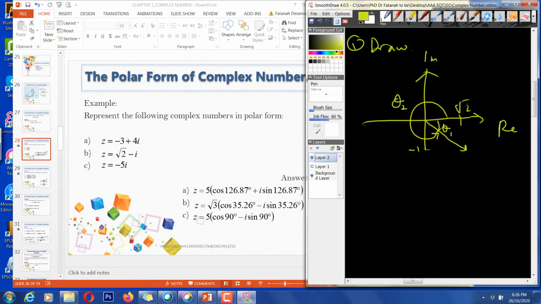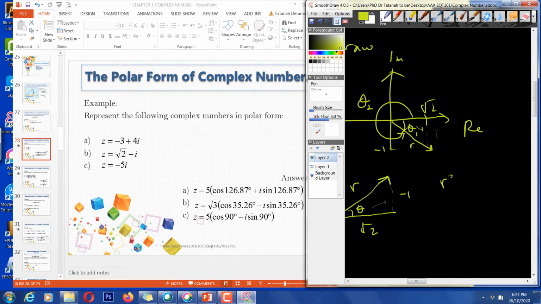So to get the polar form, we need theta 2. First of all, we need to find R and theta 1. But how do we make this problem easier to solve? We transform it into the same format. This is theta, so the opposite is negative 1. This is r, and this is square root 2. So how to find r? R squared equals negative 1 squared plus square root 2 squared. So r equals square root of 1 plus 2, so square root 3, right?